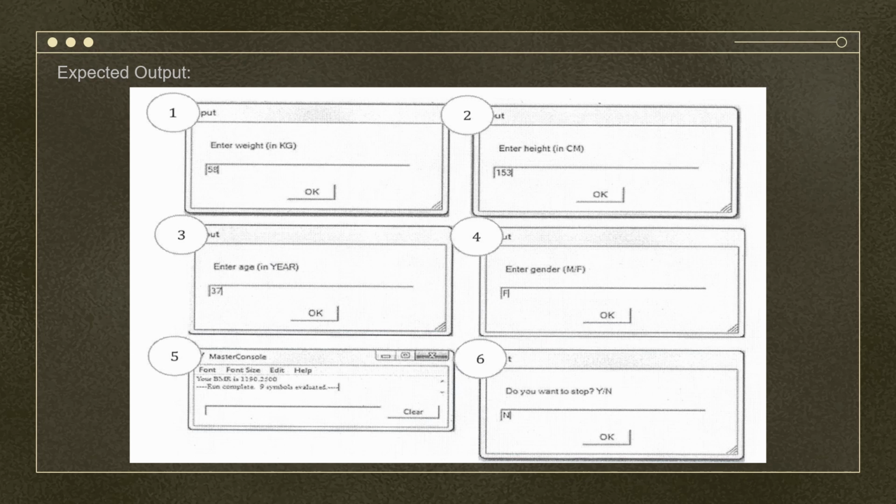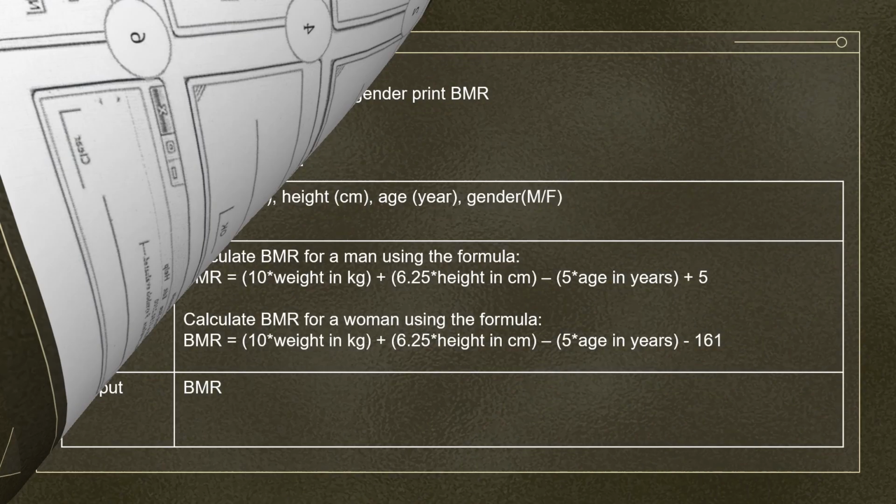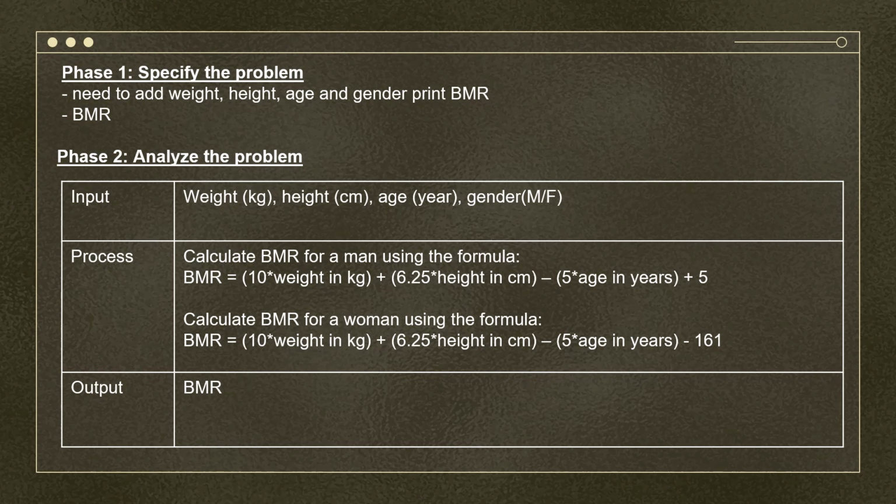And then, it will ask you, do you want to stop? If you want to stop, you must enter the capital letter Y. And if you don't want to stop, you must enter the capital letter N. If you want to stop, the looping will end. If you don't want to stop, the looping will repeat. For phase 1, specify the problem. We need to input weight, height, age, and gender, and print BMR.